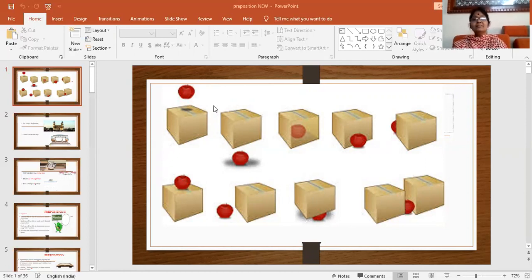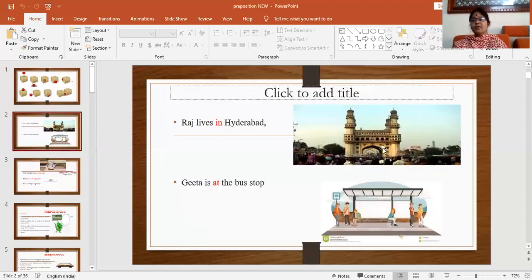Now, what do we understand from this picture? We are trying to tell the position of apple, right? So in our daily language too, we use prepositions to tell the position of person, place, or things, right? Similarly, let us come to this second picture. Now, what do we see over here? This is Charminar, right? This monument represents Hyderabad, right?